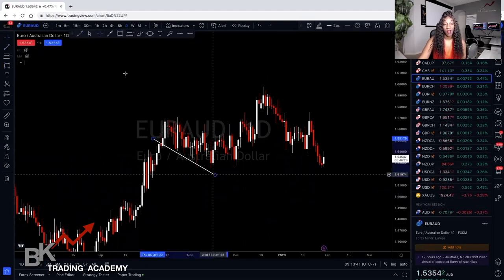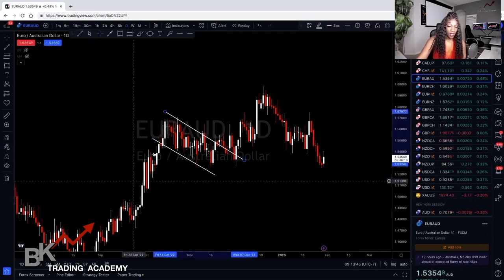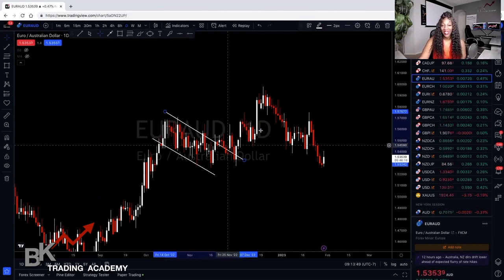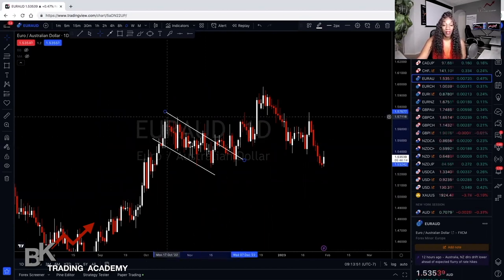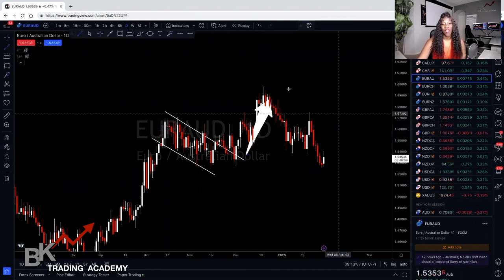So here was our flag. Okay, so this would be a flag. We had an impulse to the upside, impulse, correction, continuation. So we had an impulse, a correction, and now you can see we had a continuation. And now the price is dropping again.